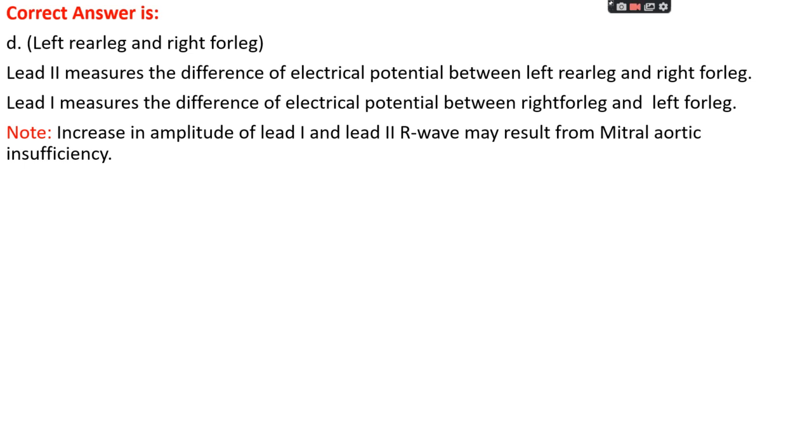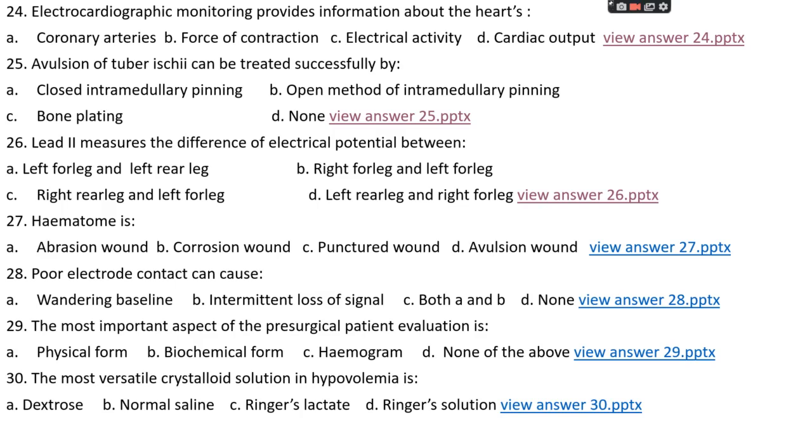Lead two actually measures the difference of electrical potential between the left rear leg and the right foreleg, while lead one measures the difference of electrical potential between the right foreleg and the left foreleg. Here is a note that an increase in amplitude of the lead one and lead two R wave may result from mitral or aortic insufficiency.